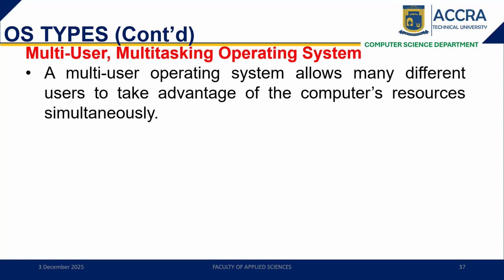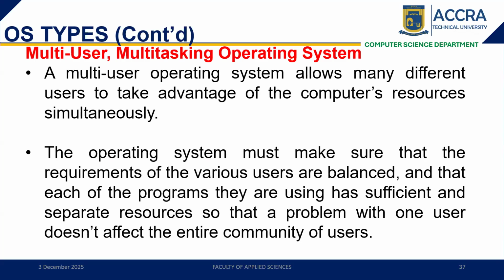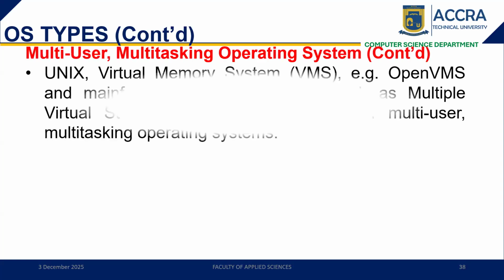A multi-user operating system allows many different users to take advantage of the computer's resources simultaneously. This operating system must make sure that the requirements of the various users are balanced, and that each of the programs they are using has sufficient and separate resources, so that a problem with one user doesn't affect the entire community of users. Once you hear multi-user and multitasking, then the aspect of networking is coming in. It's networking that will bring this sort of multi-user and multitasking.